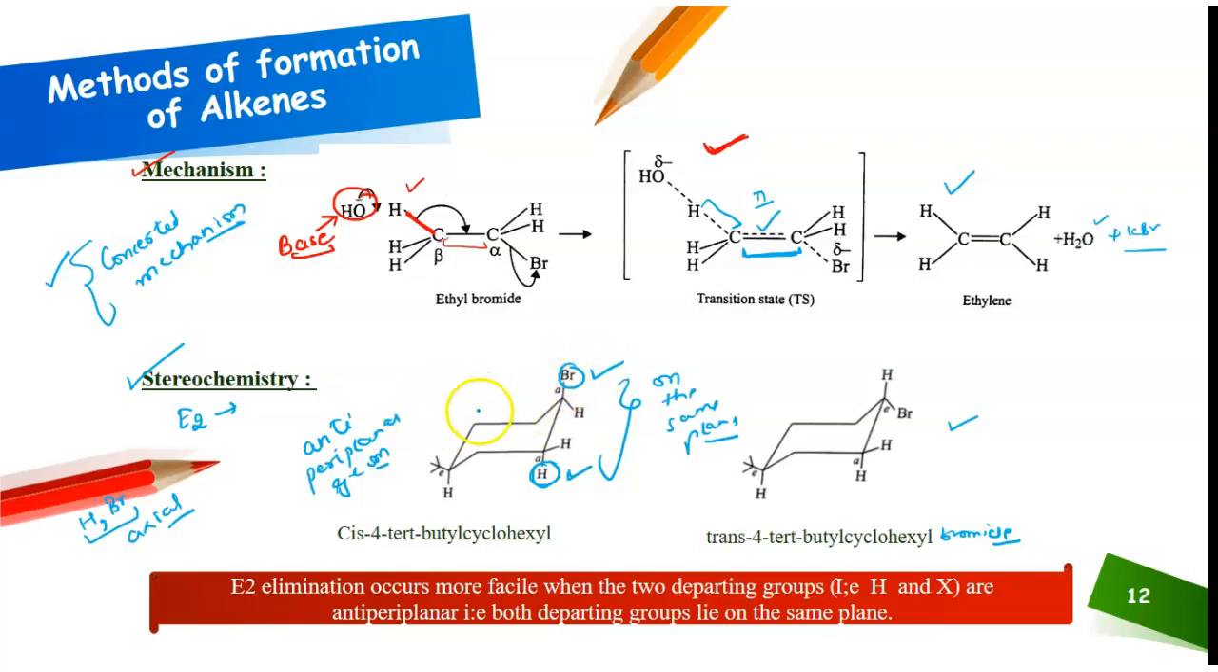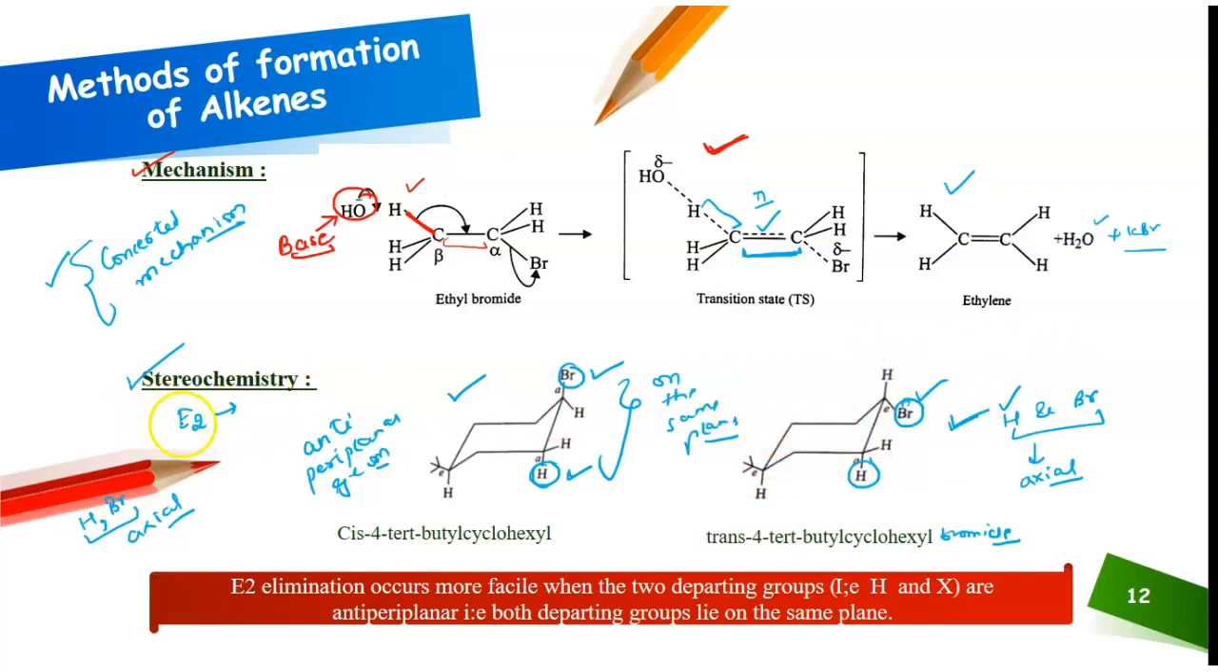So also they are lying on the same plane, which is why it is easy to give 4-tertiary-butyl-1-cyclohexene. It is very easy to achieve the alkene from here, while in the case of trans, it is not that easy to achieve. Why? Because they are not in the same position. Both the departing groups, H and Br, are not on axial position. Your hydrogen is lying on axial position and your bromine is lying on equatorial position, which is why it is somehow difficult to achieve your alkene.